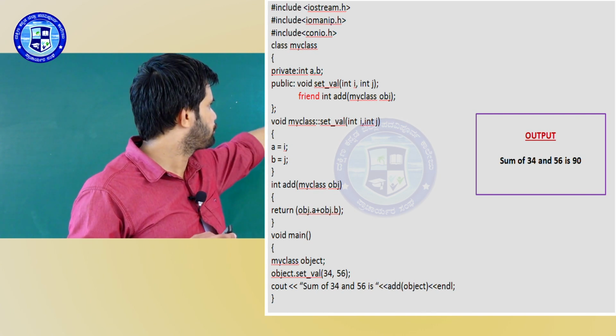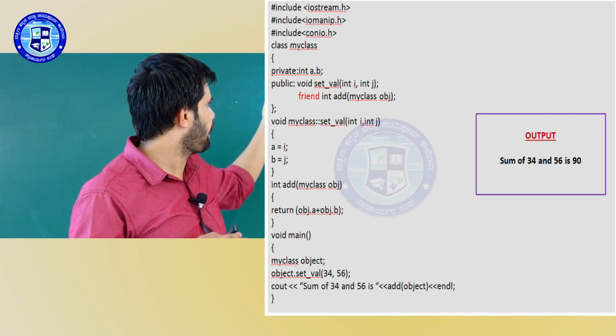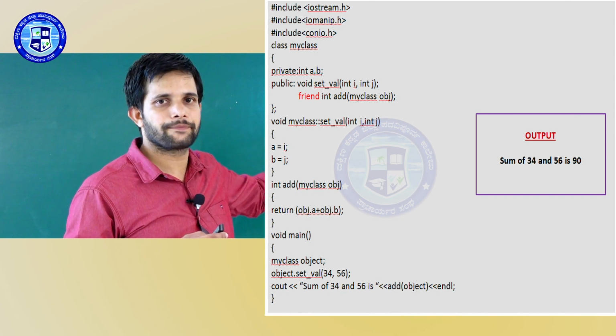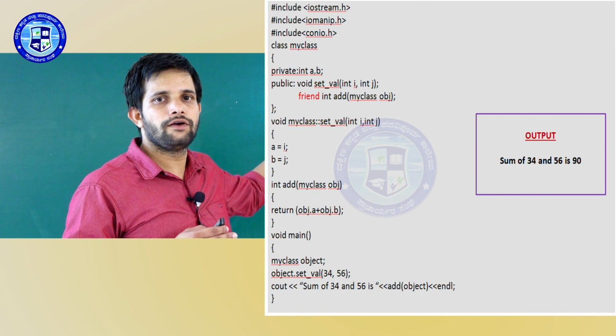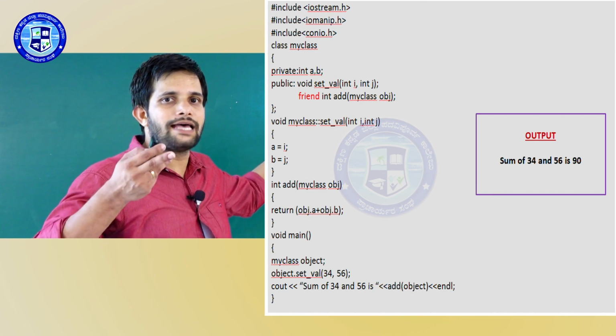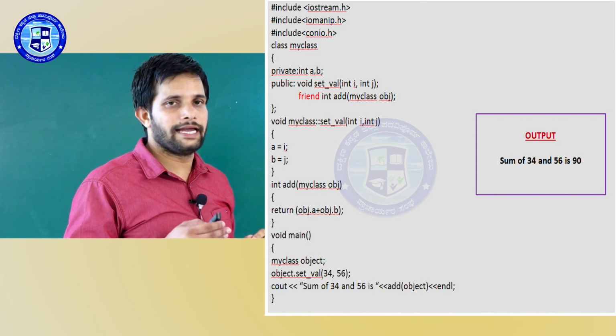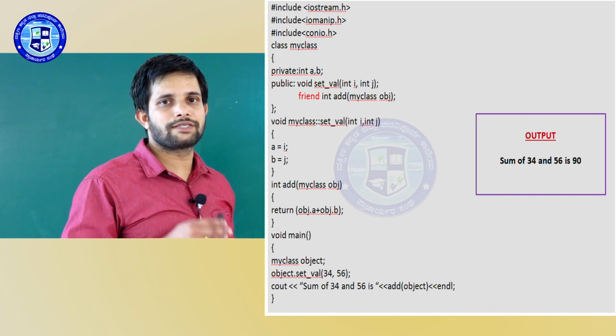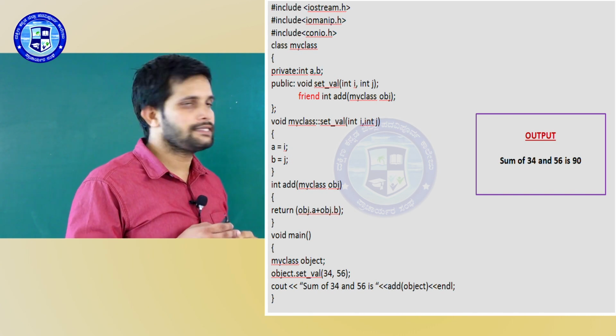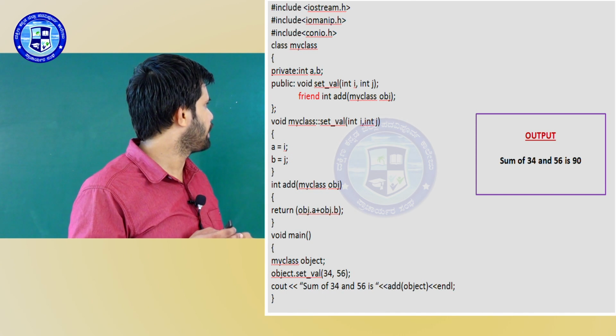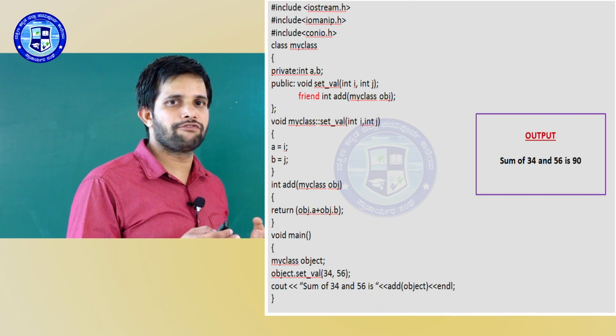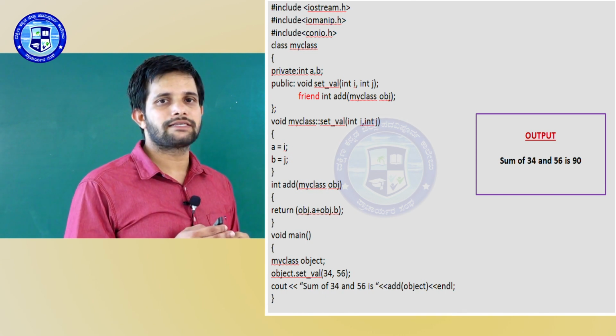That is why the body of this particular function contains a = i, b = j. a will receive the value which is there in the formal argument i. b will receive the value which is there in the formal argument j. So a = i and b = j. I am getting the values for these two private variables a and b.